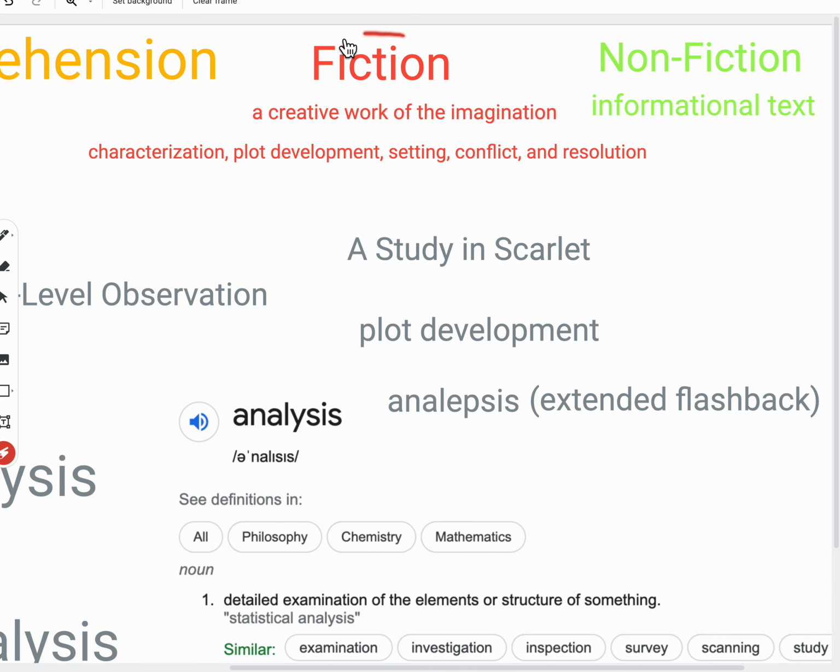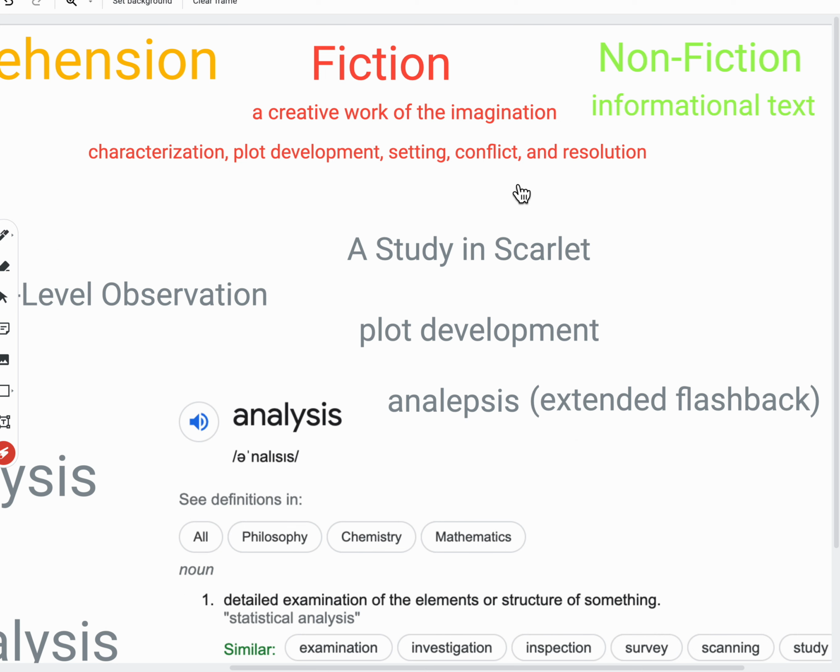What we learn when we read fiction is that authors are interweaving together characterization, or their characters, details about their characters, plot development, or the events of the story, where these characters find themselves, the setting, conflicts. This can include both internal and external, along with their subsequent resolutions. And this is how authors of fiction communicate themselves.